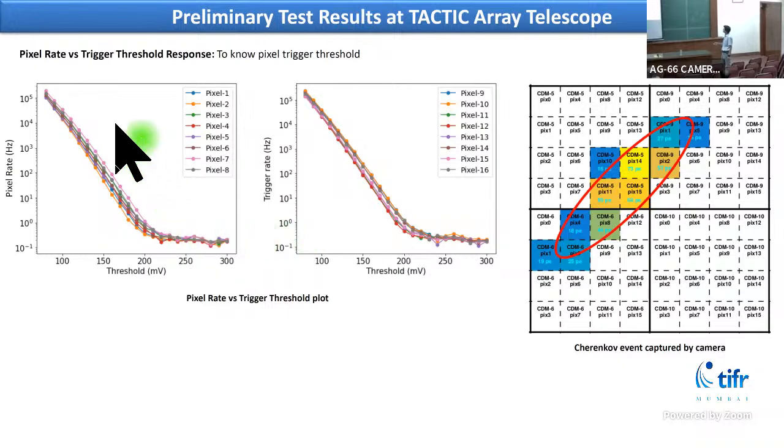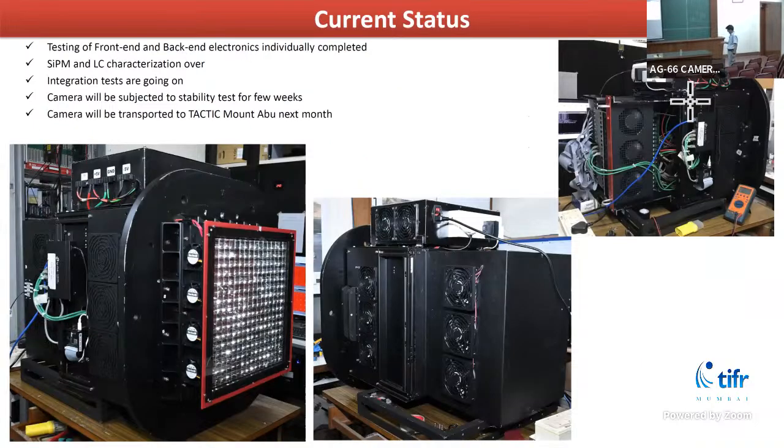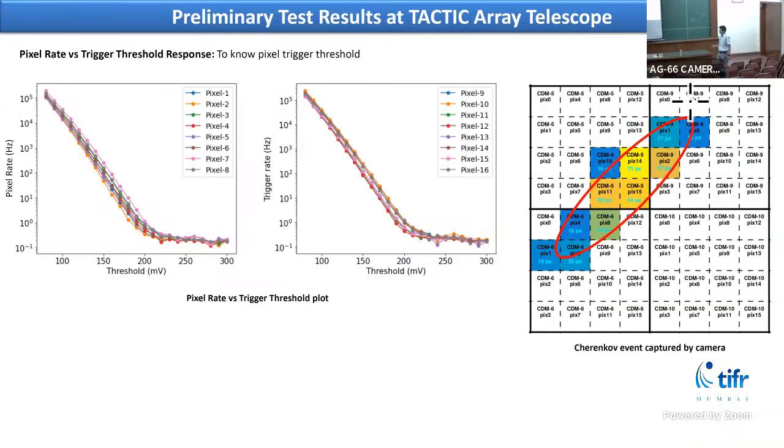So one of the tests was pixel rate versus trigger threshold, as I told earlier, to decide where to operate a particular pixel. Here we can see about 200 millivolt. And this is one of the Cherenkov events captured by this mini camera. So 200 by 14 millivolts.